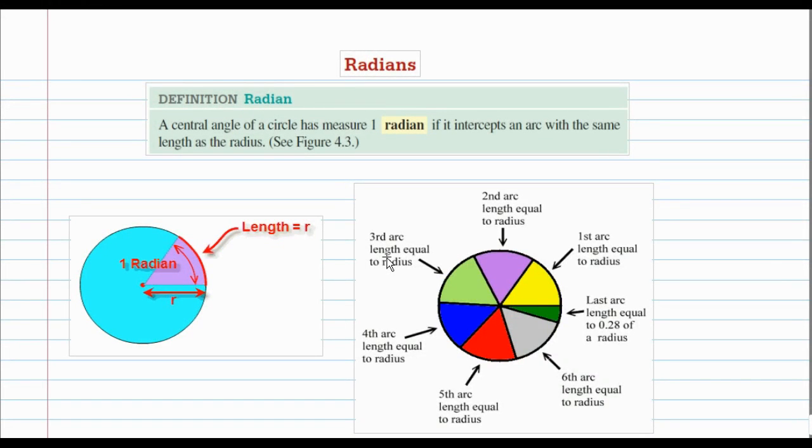This is the screencast for section 4.1, example 2. Now we're going to learn what a radian is.